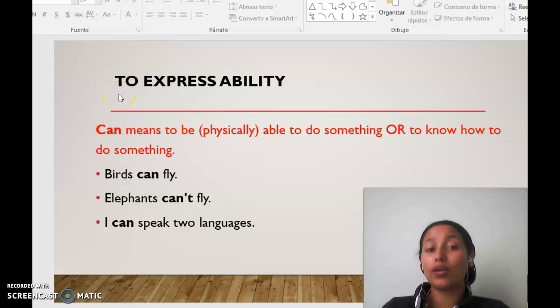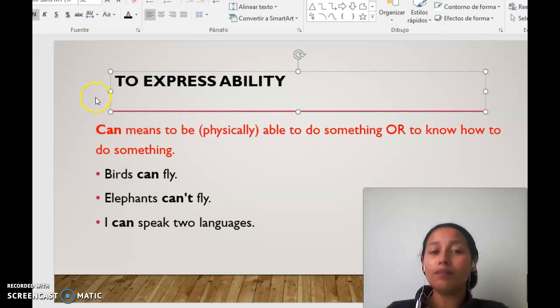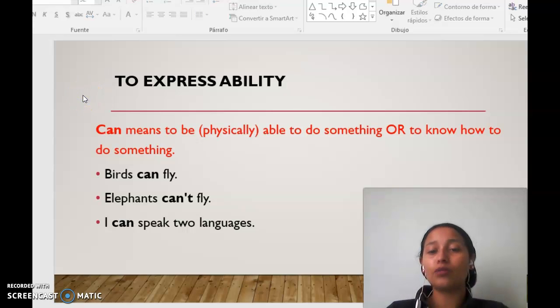So here in this space, we have the explanation of those uses and we have some examples to clarify the information. So the first one is to express ability, as I mentioned before. And the explanation is that can means to be physically able to do something or to know how to do something. So, for example, birds can fly, elephants can't fly, and I can speak two languages.